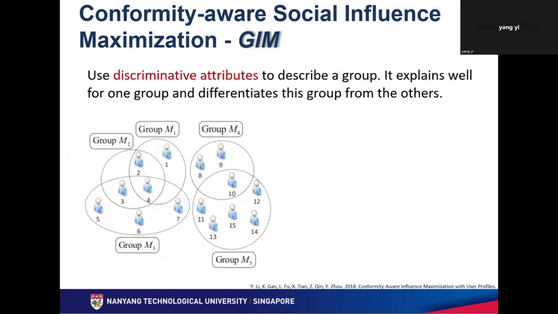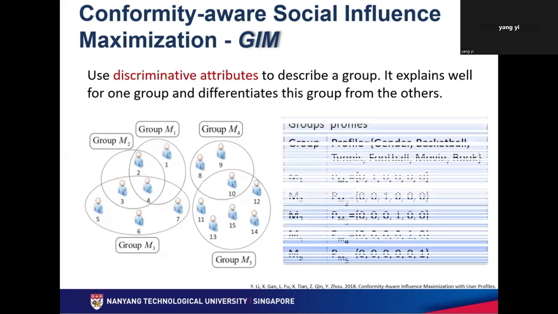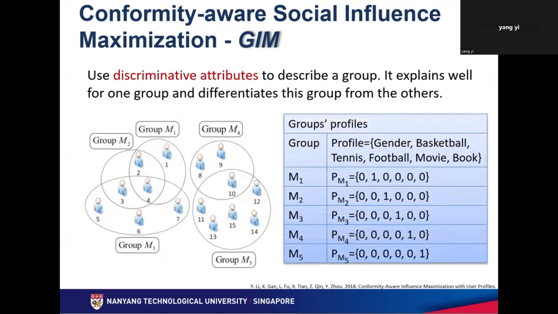Besides the user profile, we also define a group profile. The group profile is a one-hot encoding for each group. Here, one-hot encoding means the bit vector has only one element as one. For example, the basketball group can be represented by the M1 profile. M1 is a one-hot encoding where the second element is one and the rest are zero.